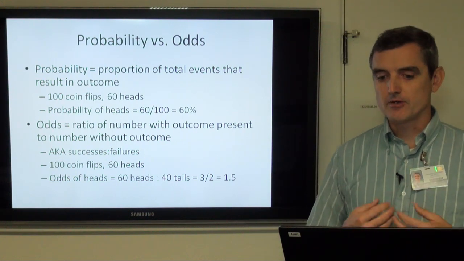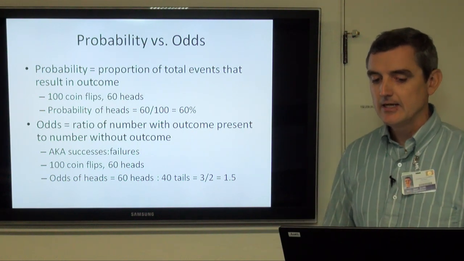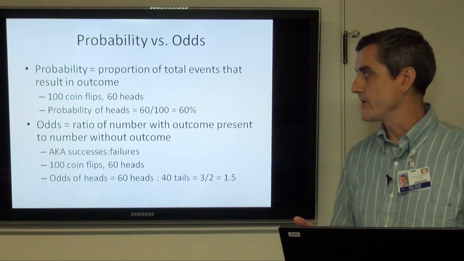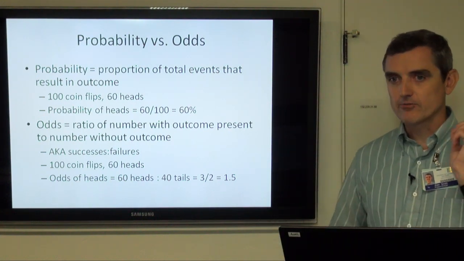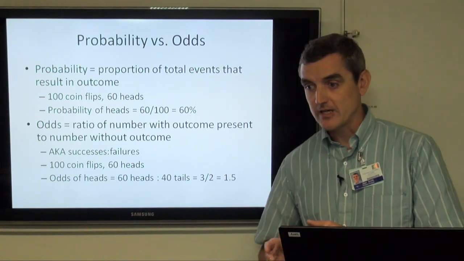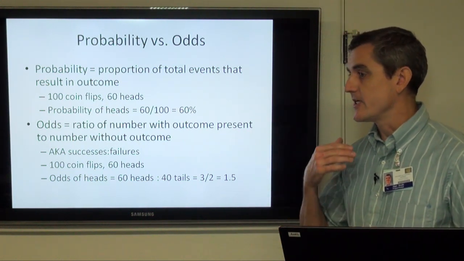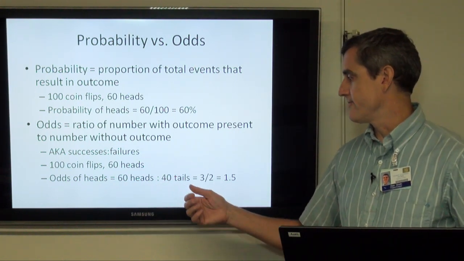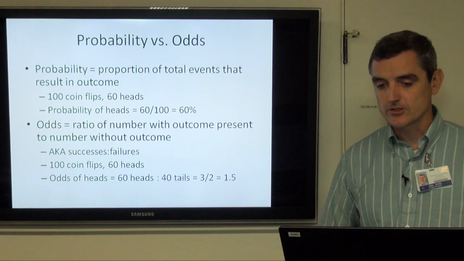Probability is just a proportion. It's the proportion of the total events that result in an outcome. So if you flip a coin 100 times, you get 60 heads. And the probability of getting a head on a coin flip, we can calculate as 60 divided by 100, or 60%. Odds, on the other hand, is the ratio of the number of successes to the number of failures. So the number of times something does happen to the number of times that it doesn't happen. And so, using the same analogy, 100 coin flips, 60 heads, the odds of getting a head is the ratio 60 to 40, or 1.5 to 1, or simplifying down to just 1.5.